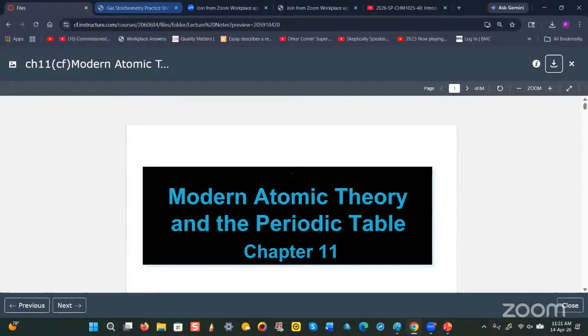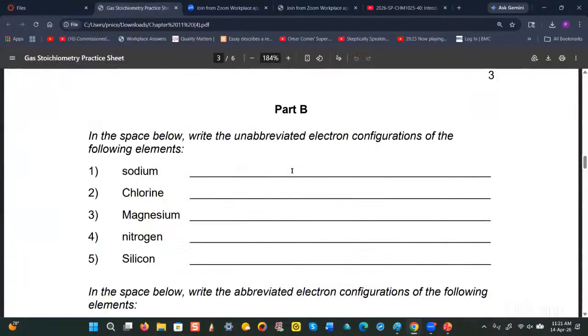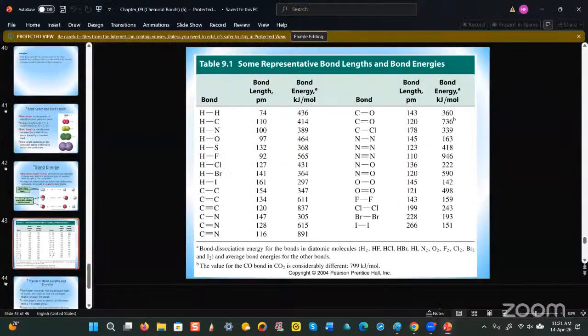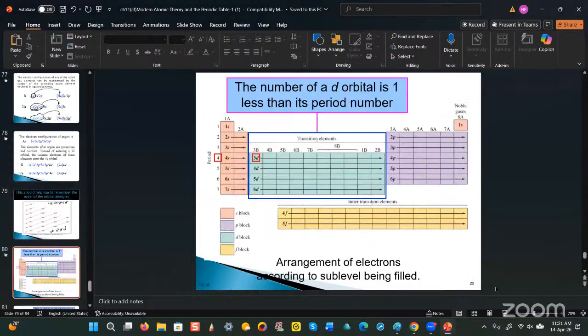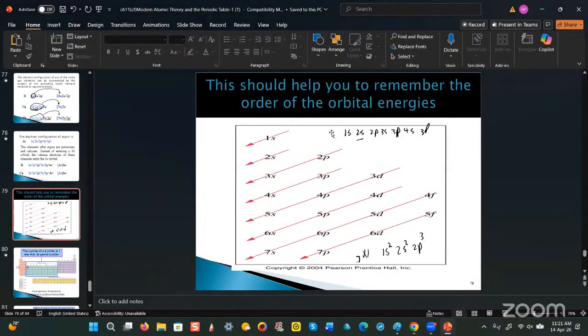Okay, so part B, the first part of part B, is asking for you to write the unabbreviated electron configurations of the following elements. And I think we just did sodium and chlorine already, but let's write it down again. So remember, in order for you to write down the electronic configuration, you're going to need this table, this chart, right?